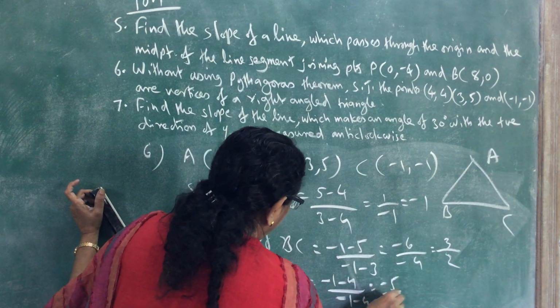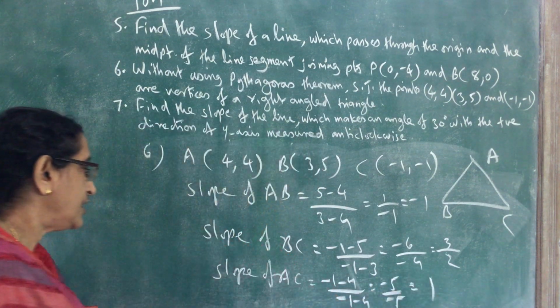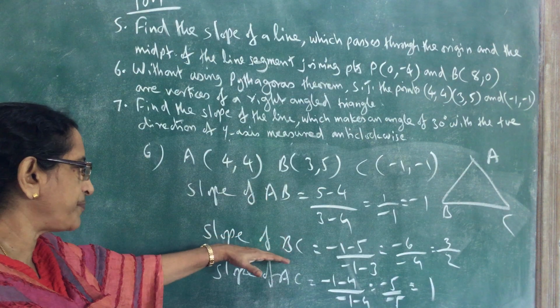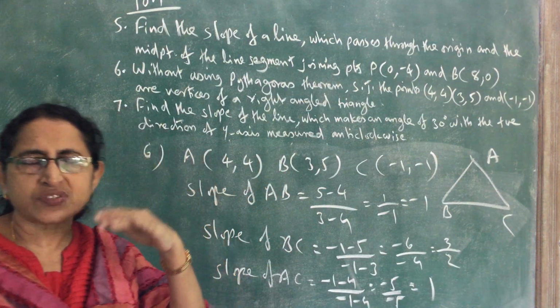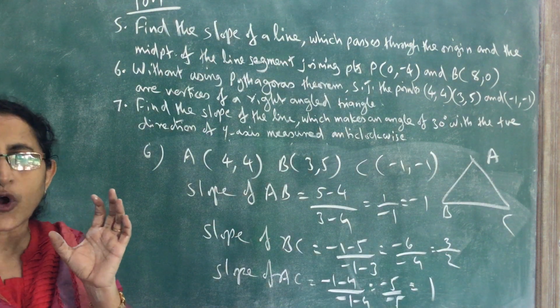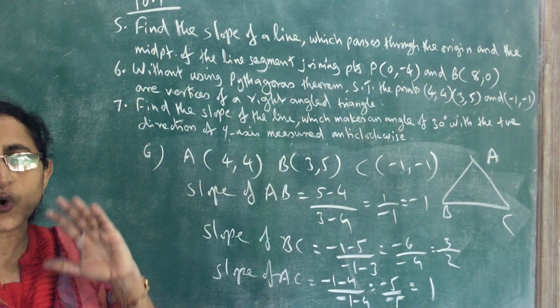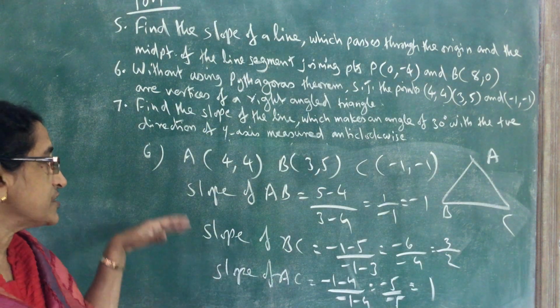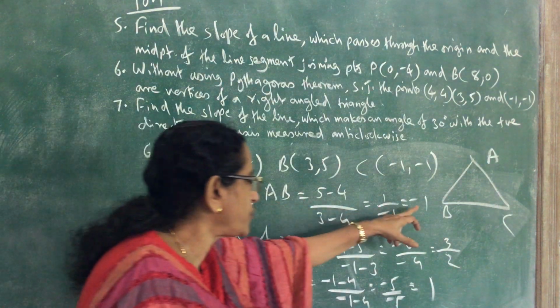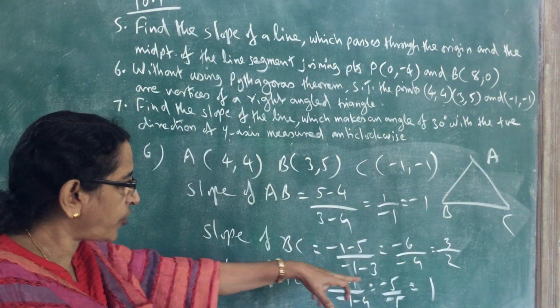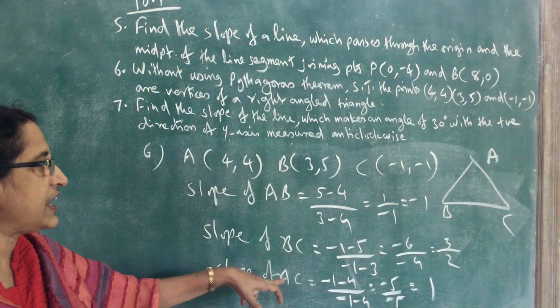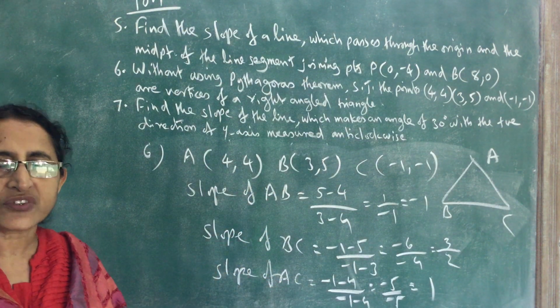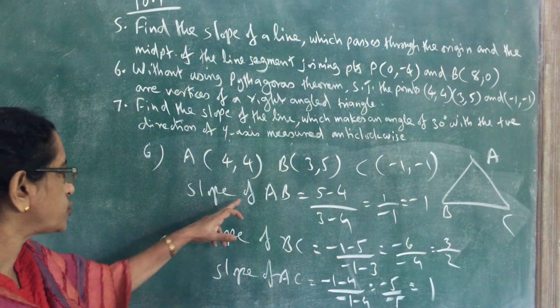That is minus 5 by minus 5, that is equal to 1. So we got slope of AB, slope of BC, slope of AC. Now we can find out the slope of any two sides. If the product of the slopes is equal to minus 1, we can say those sides are perpendicular to each other. So here slope of AB is negative 1, slope of AC is positive 1. So if we multiply slope of AB and slope of AC, we get the product minus 1. So that means AB is perpendicular to AC.